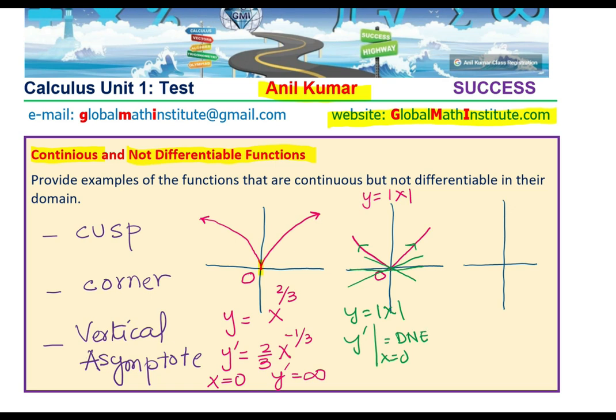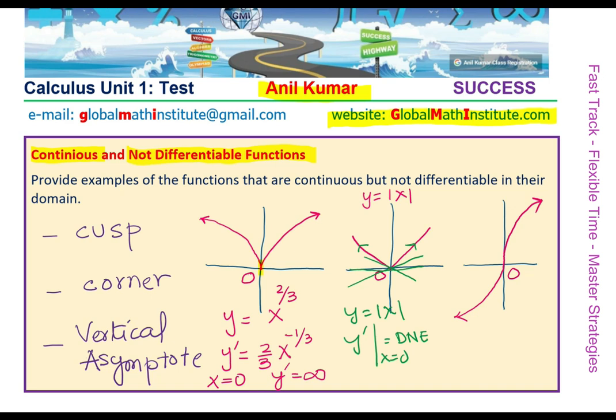The third function is where you have a vertical asymptote. The graph of the function could be something like this. You see that vertical asymptote at the origin? Now, in all the three examples, I have taken basic functions where we are considering differentiability at the origin itself. These could be translated left or right, so you could have any other point also.